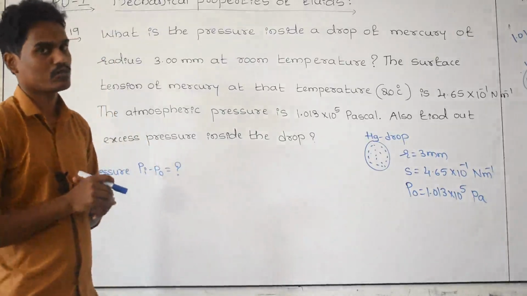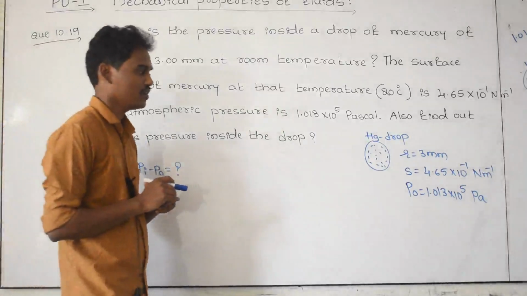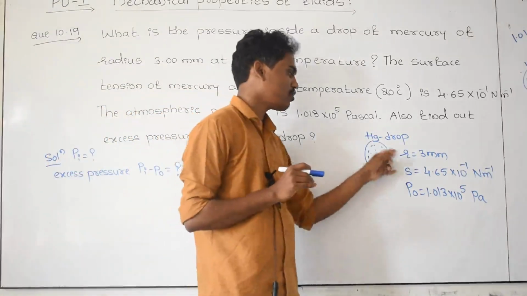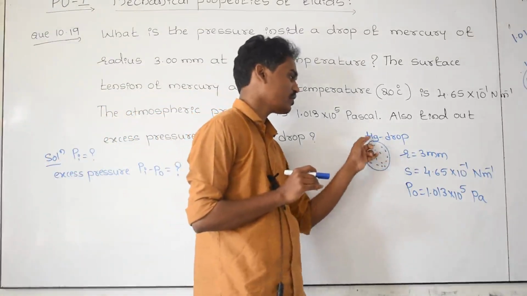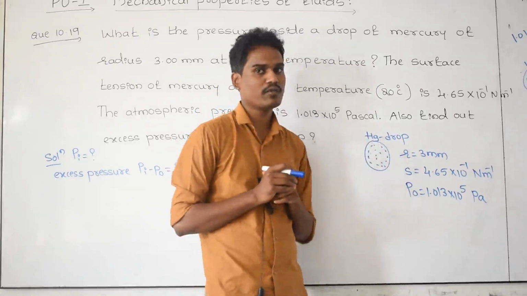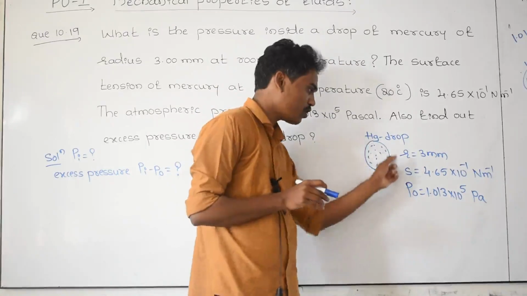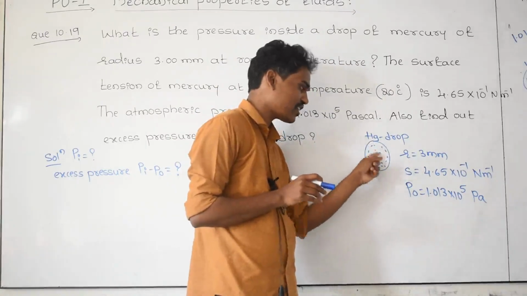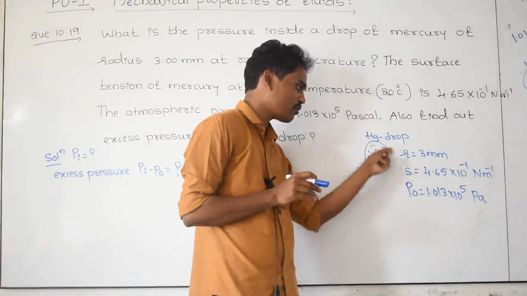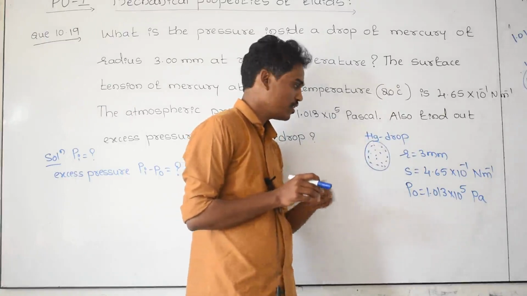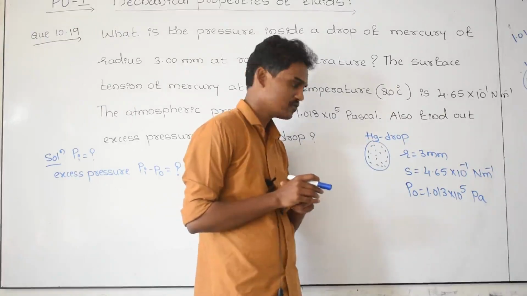What is the meaning of the question? First you need to understand. Here the liquid drop is there. This liquid is nothing but a mercury, Hg. Hg means mercury. This is a mercury drop. Inside one drop, many mercury particles are there. These are mercury particles. Many mercury particles are there.